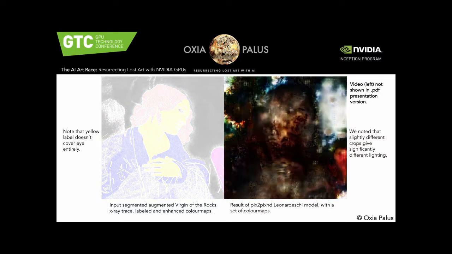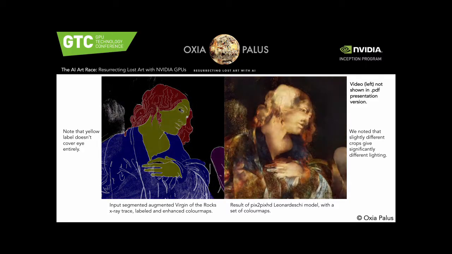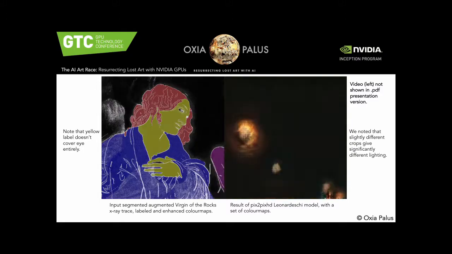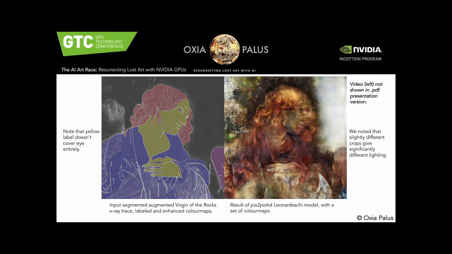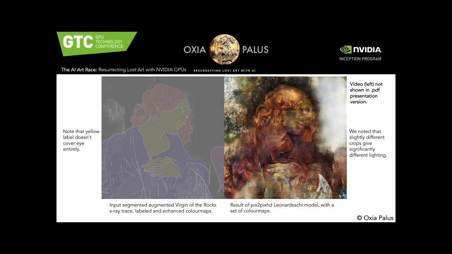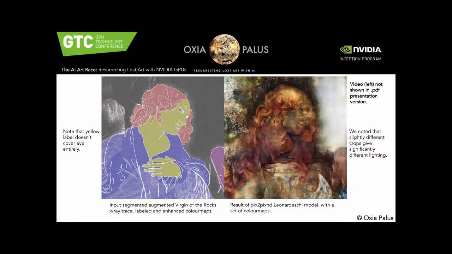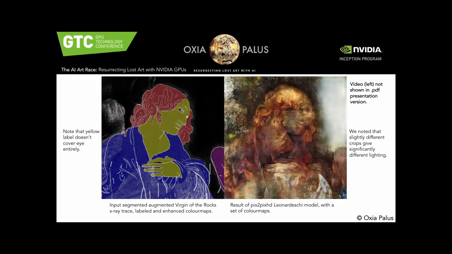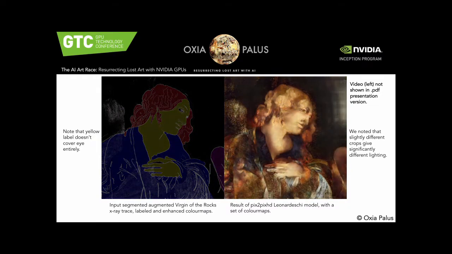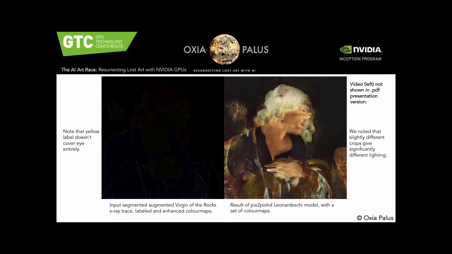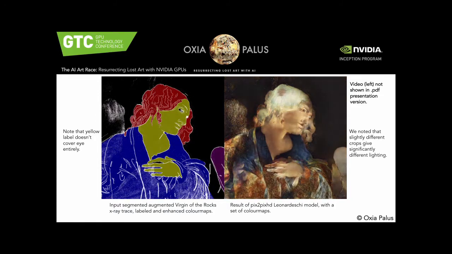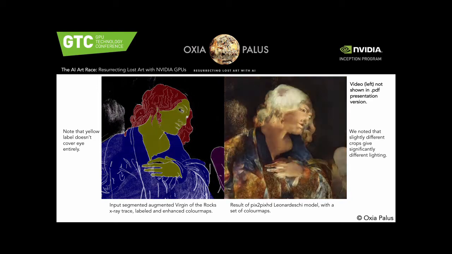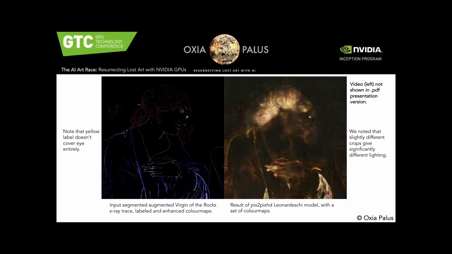In this video, you'll be able to see how we search for the best possible or the most aesthetically pleasing final result. The video on the left and the right correspond to one another. The left is the input and the right is the result of applying the pix2pix Leonardo da Vinci model on the set of images on the left.